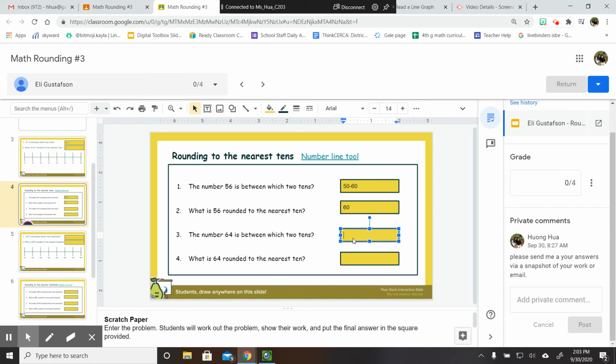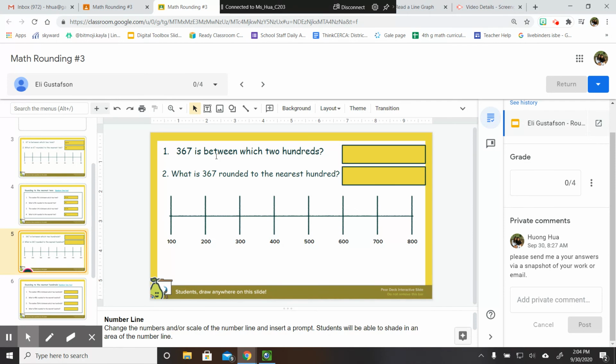Next one, coming down. All right, the number 64 is between which 2 tens? 60 and 70. Next one, if you were rounding 64, what is it going to be rounded to? 60. All right, panel 3. I'm on panel 5 now. Ready? 367 is between which 2 hundreds? 300 and 400. All right, next one. 367 rounded to the nearest 100 is? 400. Oh my God, you're flying.